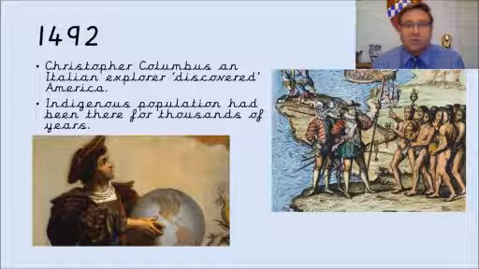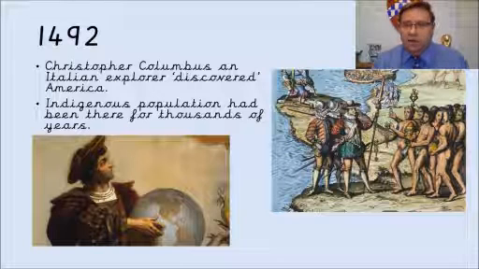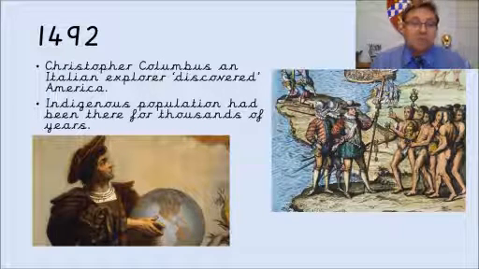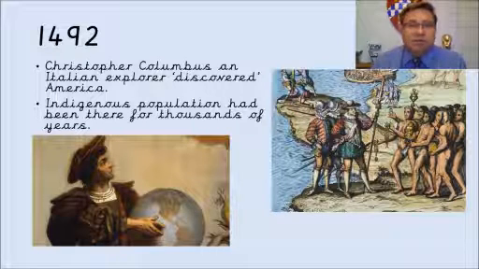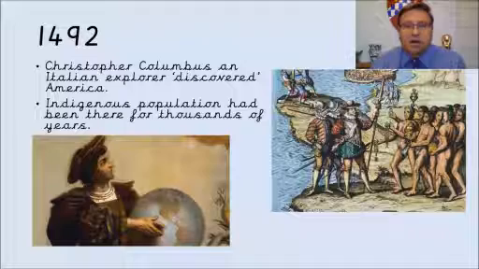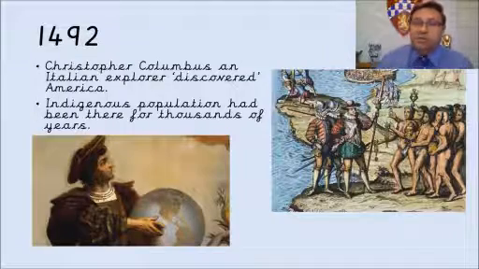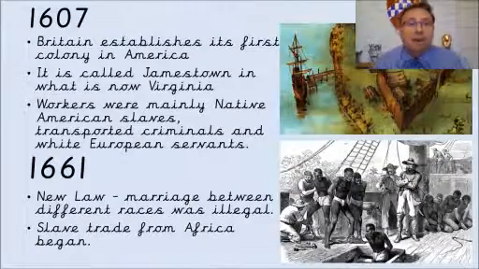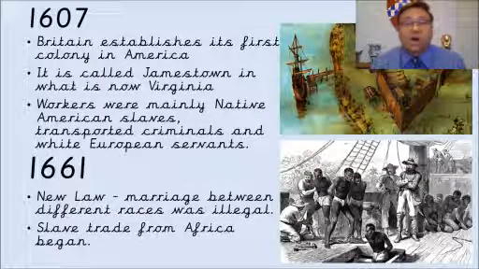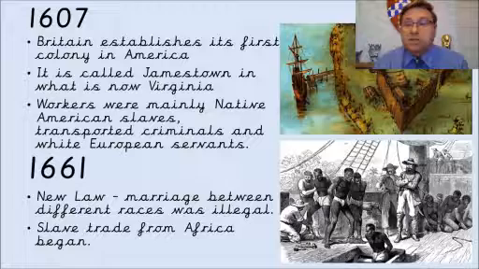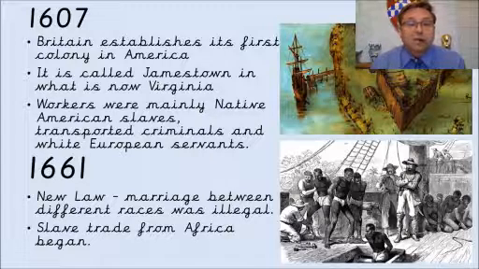But at that time, in 1492, Europe was colonizing lots of parts of the world, and Christopher Columbus discovered a new land called America, and decided that it would be really great for Europeans to colonize it. In 1607, Britain established its first colony in America, a place called Jamestown, which is now in Virginia.